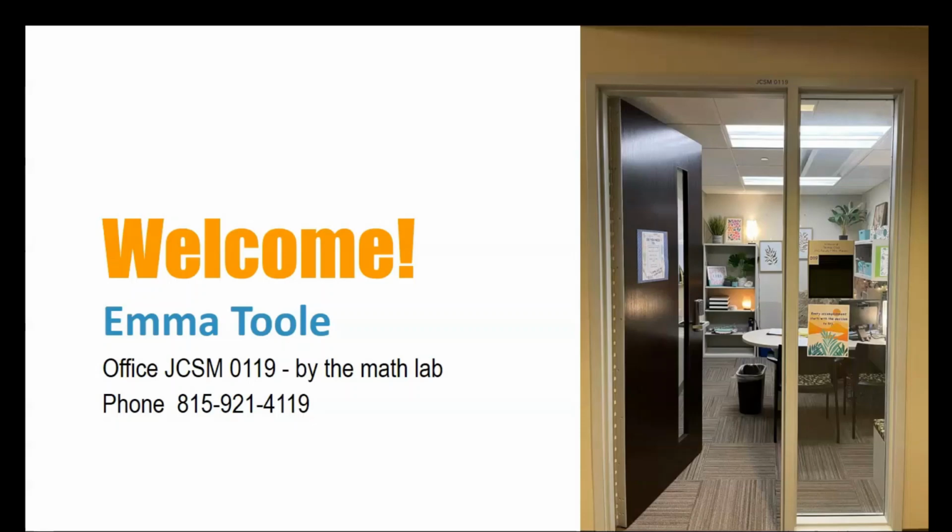My office in person, if you would need to come see me, is in the JCSM, so that's the Math and Science building. And I'm on the very bottom floor, right next to the math lab. So the picture on this slide is what the outside of my office looks like. So if you are looking for me, that's where I will be. My phone number is listed on here, 4119, and then you can obviously always get a hold of me through Eagle, or you can send me an email through our campus email.